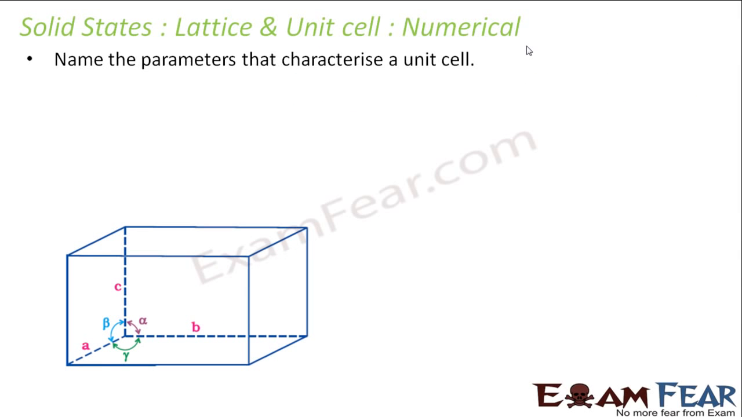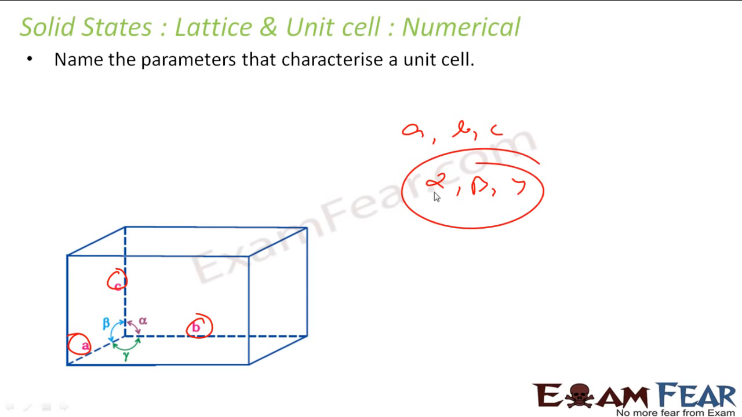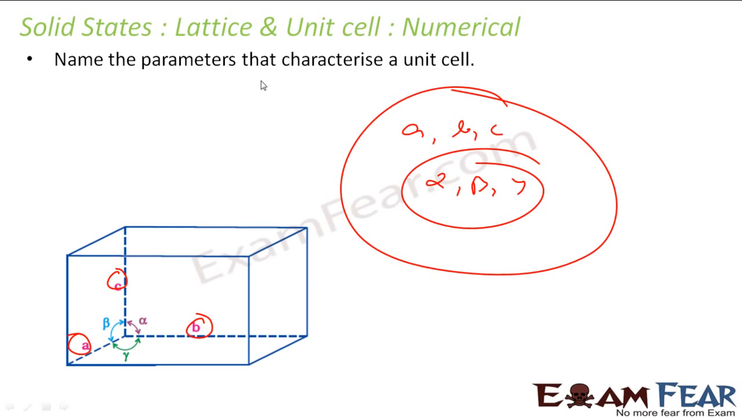Correct. The next question is, name the parameters that characterize unit cells. I told you that a unit cell has parameters a, b and c, that is the length of the edges, and alpha, beta, gamma, that is the angles. So these are the ones which actually characterize the unit cell, the shape of the unit cell. And then we have different kinds of packing, that's different things altogether. But based on a, b, c and alpha, beta, gamma, we have 7 different kinds of unit cells. Monoclinic, hexagonal, we have seen that. Right, tetragonal. So those are my parameters which characterize a unit cell.